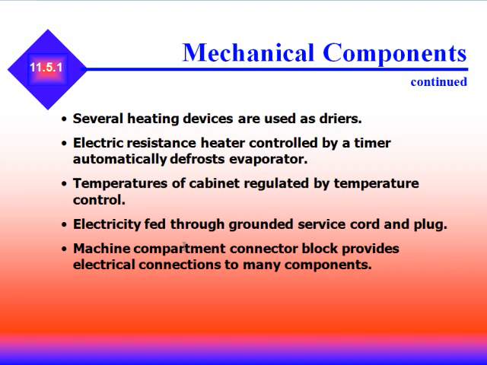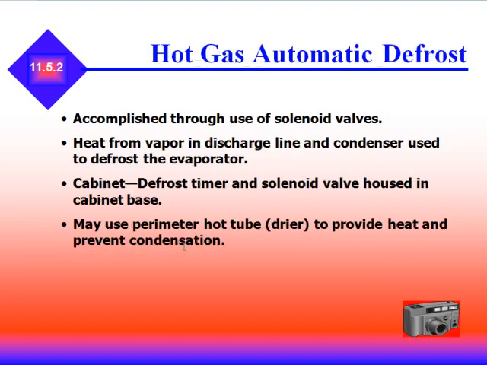There are several heating devices used as dryers. Electronic resistance heaters controlled by a timer automatically defrost the evaporator. The temperature of the cabinet is regulated by the temperature control. Electricity is fed through the grounded service cord and plug, and the machine compartment connector block provides electrical connections to many components. Hot gas automatic defrost is accomplished through the use of solenoid valves.